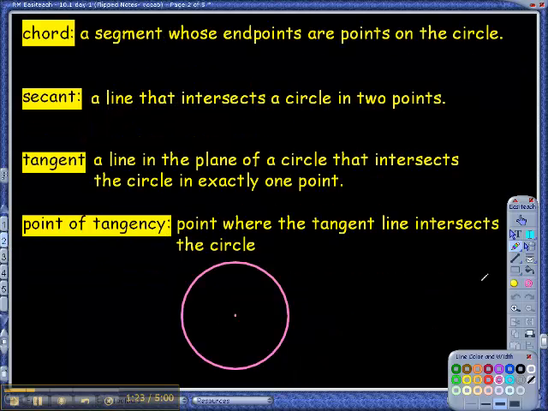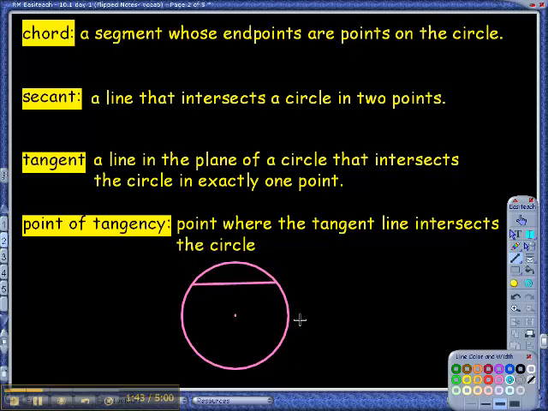A chord is a segment whose endpoints are on the circle. So notice that when I'm drawing the segment here, both of those endpoints are on the circle. A diameter is an example of a chord, but there are lots of chords that we could draw. Anytime that you're talking about going from 2 points on the circle, you would be talking about a chord.